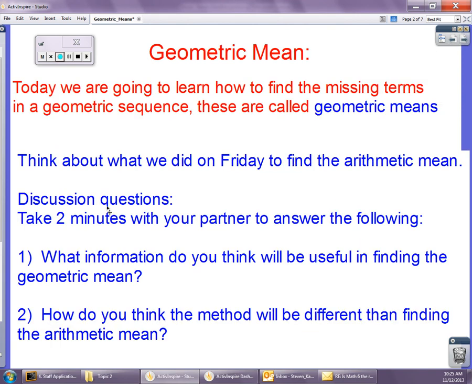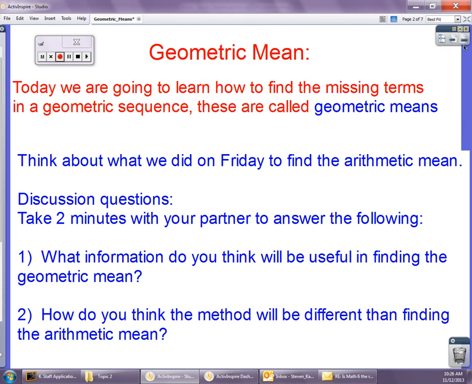All right. So right now, I want you to get together with the person next to you, and think about what we did the other day with the arithmetic mean. I want you to take 2 minutes with your partner to answer the following 2 questions. Pause the video, and when you're done, it should only take about a minute or 2. We're going to move on to the next slide. So go ahead and pause the video, and when we're done, we'll play it.